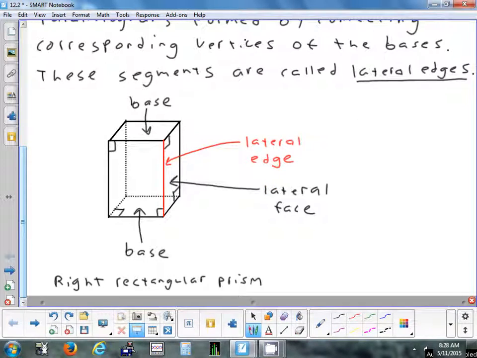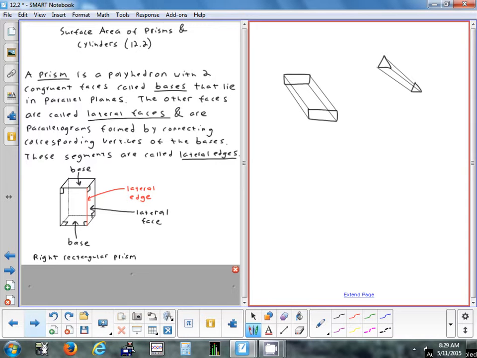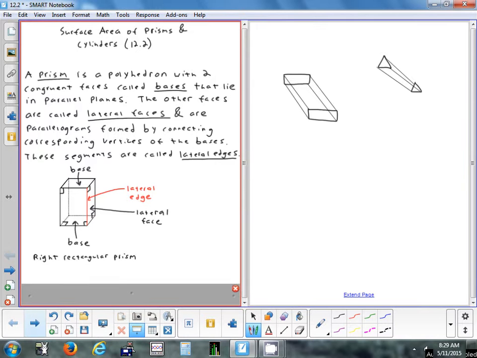Any questions on any of those terms? Okay, we kind of talked about some of this in 12.1 with faces and edges. We're just being a little bit more specific. It's a lateral face or a lateral edge. Okay, does everyone have that diagram?